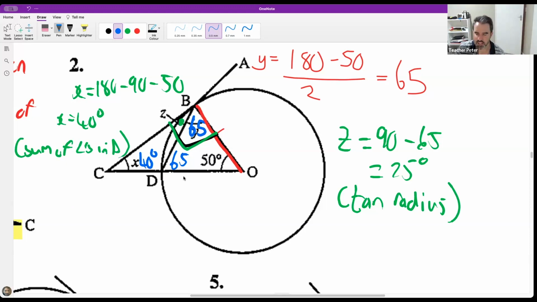All right, give me a score out of 10. How are you feeling about that question? That was a reasonably hard one. It wasn't easy. How are you feeling about your understanding of number 2?